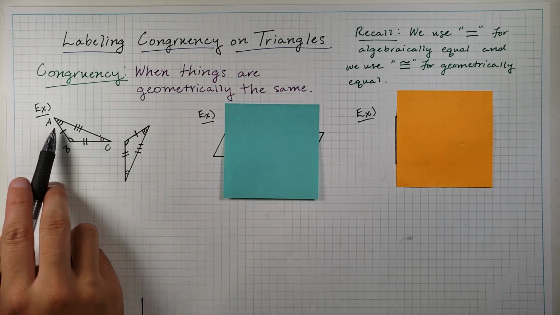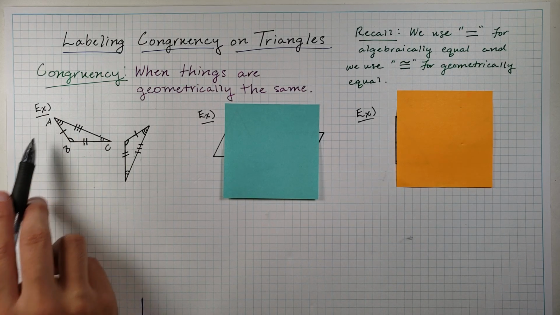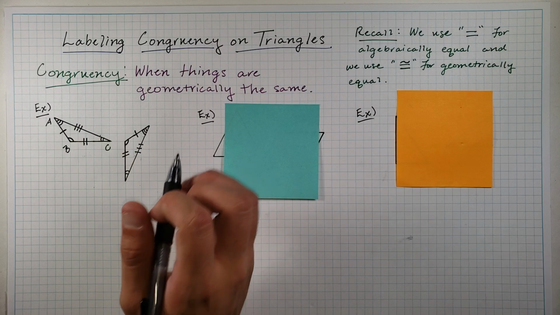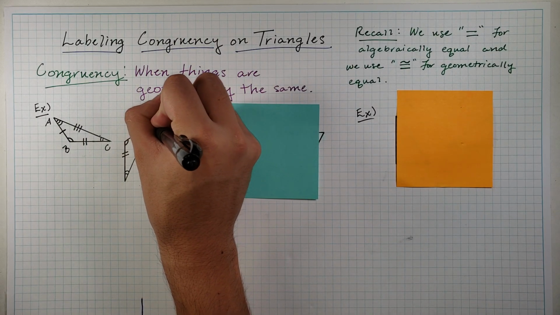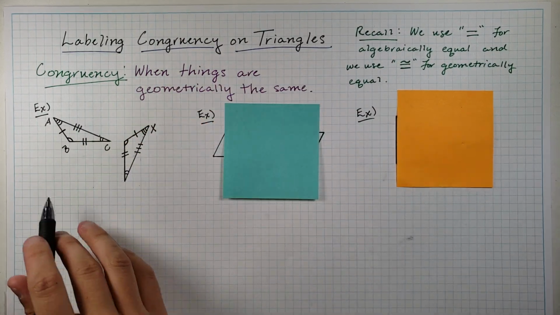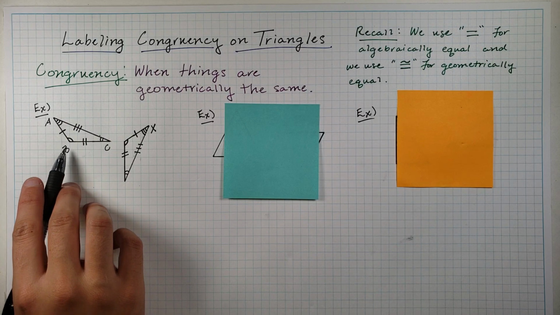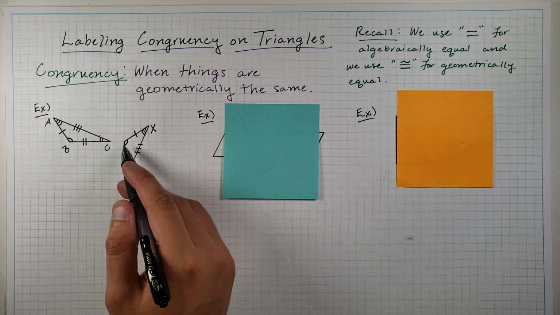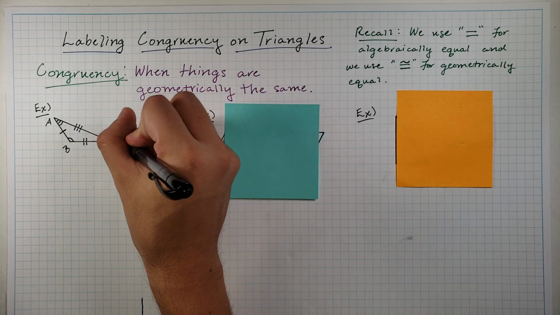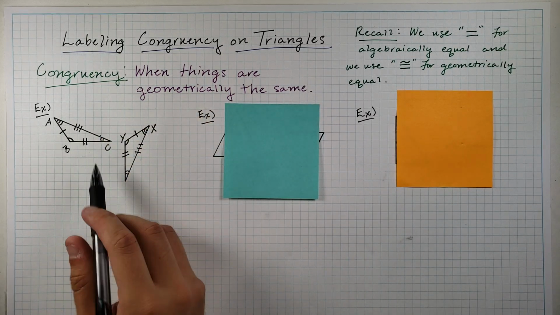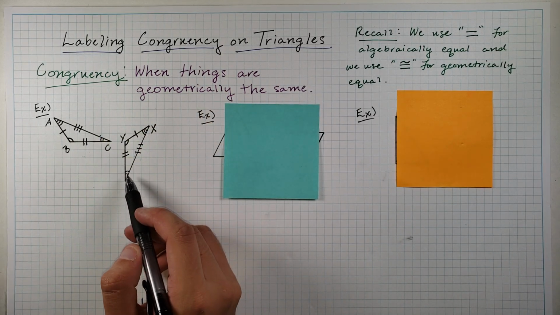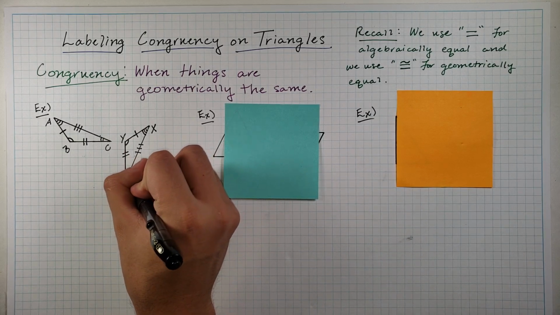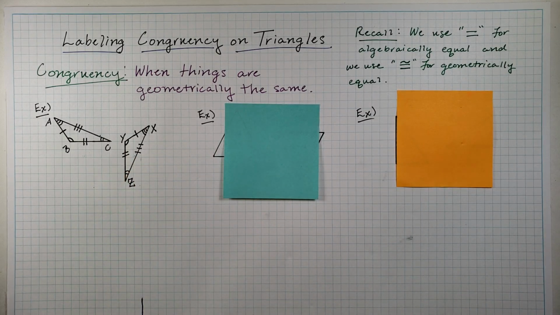All right. So we labeled the triple angle point A. So maybe we'll label the triple angle here, we'll call it X. And then we labeled the single angle B, so maybe we'll label the single angle here Y, and then we labeled the double angle C, so maybe we can label the double angle here Z. All right.